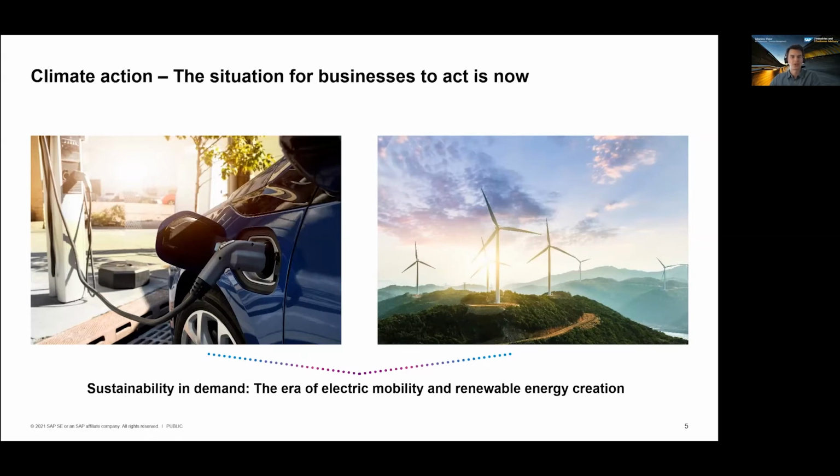So there is a big shift in utilities towards renewable and also more decentralized energy creation. It's a gigantic energy transition and sector coupling. But coming back to electric mobility, what are the prerequisites for making mobility sustainable?